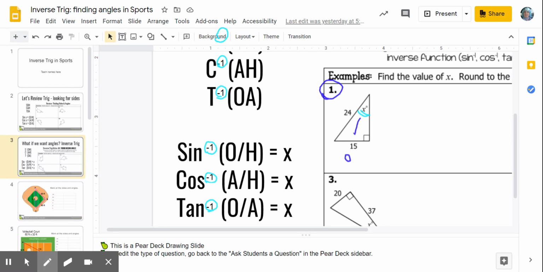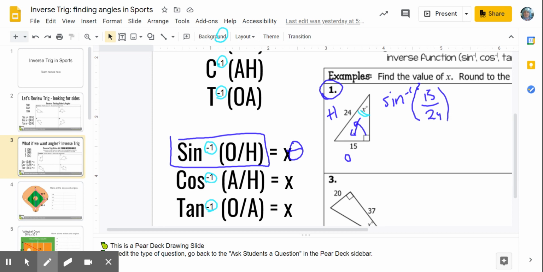Opposite, for sure, and hypotenuse, absolutely. And so what function do I need to use? Sine, cosine, or tangent? And remember that x is my angle that I'm looking for. So sine, I'm looking for an angle, so I need that -1. It's called inverse. And then O over H, so 15 over 24. And then we just put that into the calculator.